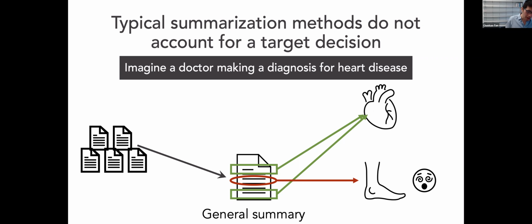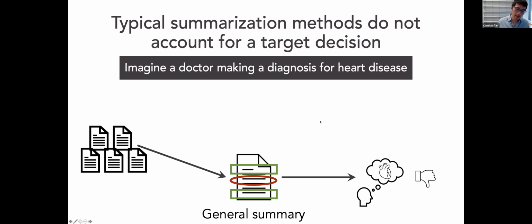I got feedback that sometimes a foot injury can be related to the heart. I know that can be the case, but the main point is that this general summary doesn't even change no matter what decision you are making. If you are making a diagnosis about the pancreas, it will still look exactly like this. As a result, this may not be the best way to help people make decisions.